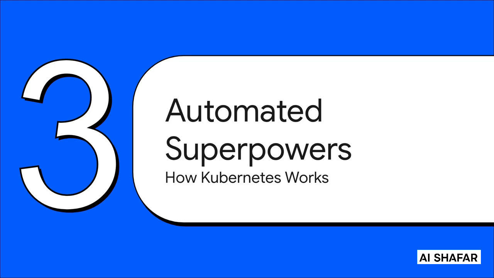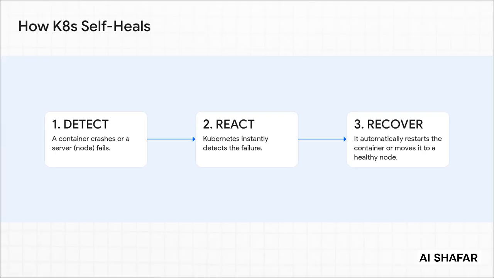Well, Kubernetes isn't just some simple manager. It has what you could almost call automated superpowers. These powers let it handle immense complexity with, honestly, a lot of grace. Okay, one of its most incredible abilities is self-healing. So let's say a container running a part of your app just crashes. Before a human engineer even gets an alert on their phone, Kubernetes has already detected the failure, reacted, and automatically spun up a brand new, healthy replacement. It's like having this tireless robot engineer on duty 24/7.